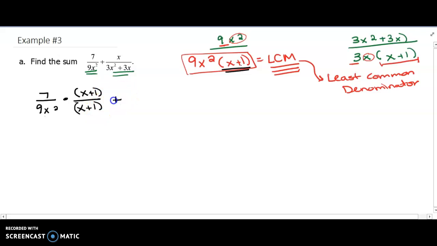Okay, plus, now I'm going to look at this. This is x over, and I'm going to go ahead and change this 3x squared plus 3x to 3x times x plus 1. Okay, so I'm going to ask myself, what do I need to multiply this denominator by to get this whole thing? Well, I have my x plus 1, and I have 3x rather than a 9x squared. Okay, so I'm going to multiply this, top and bottom, by 3x.